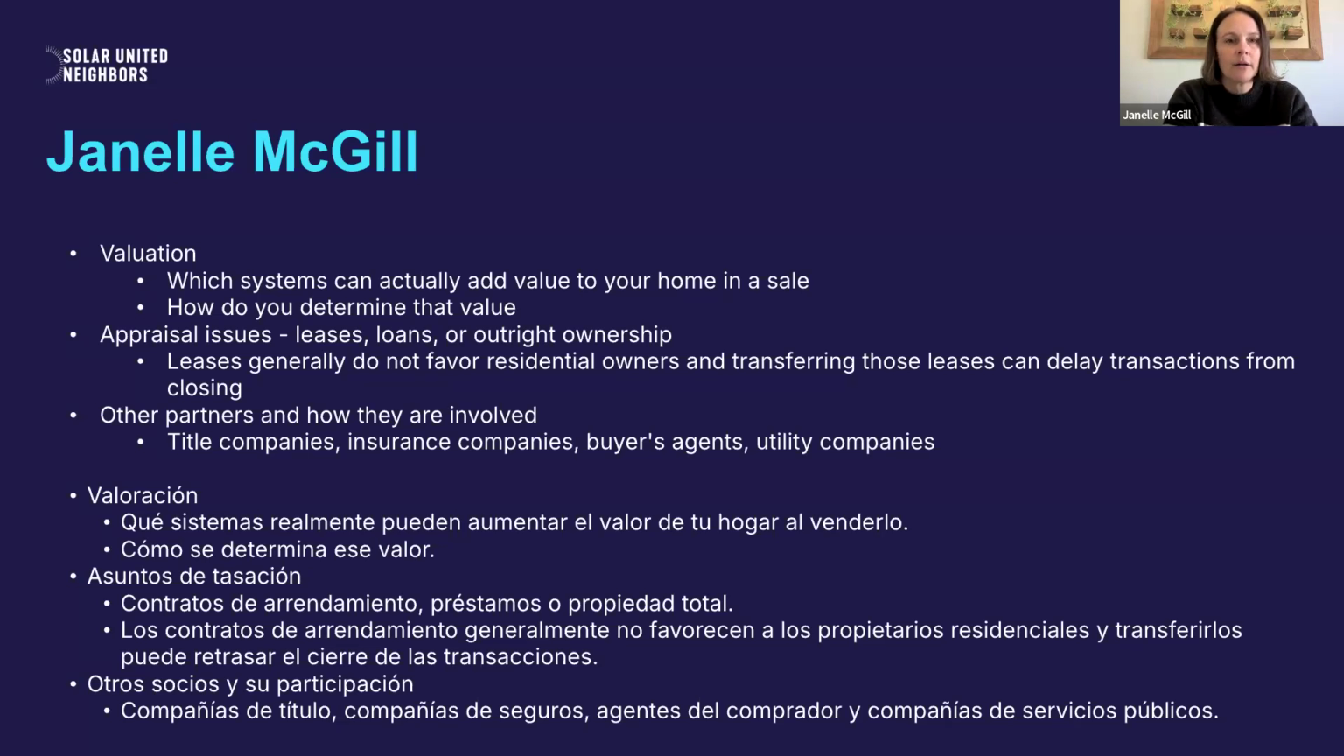But as far as here in Colorado and what I'm also hearing about in most of the country, there are three issues. One is valuation, and how do homeowners determine what that valuation is? Two, what are some appraisal issues? And three, who all gets involved and what are homeowners really supposed to do before they're listing their home with solar? So first, valuation. This is something that a lot of people are now getting used to hearing about, but it's still kind of the biggest, best kept secret.